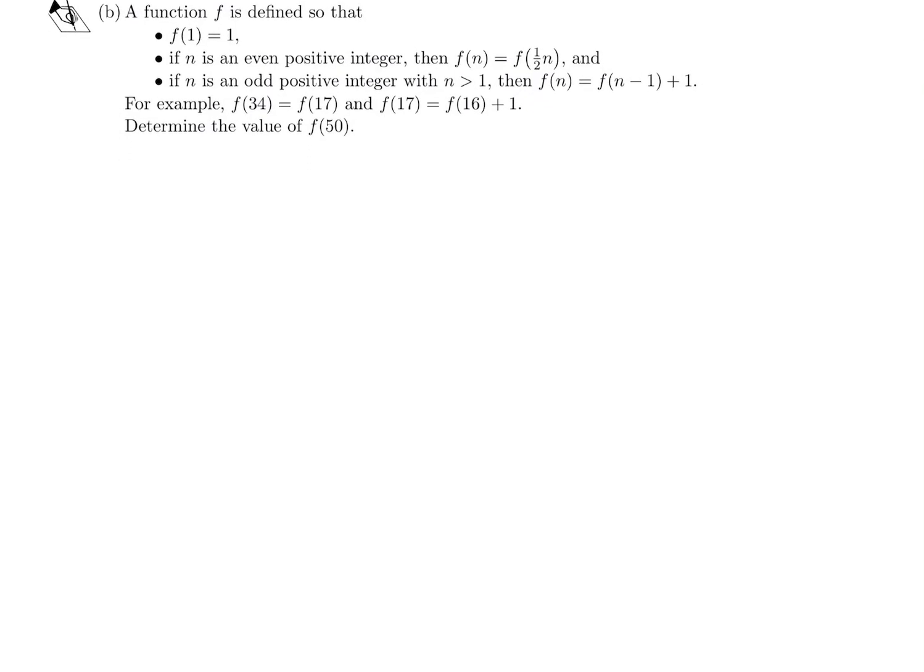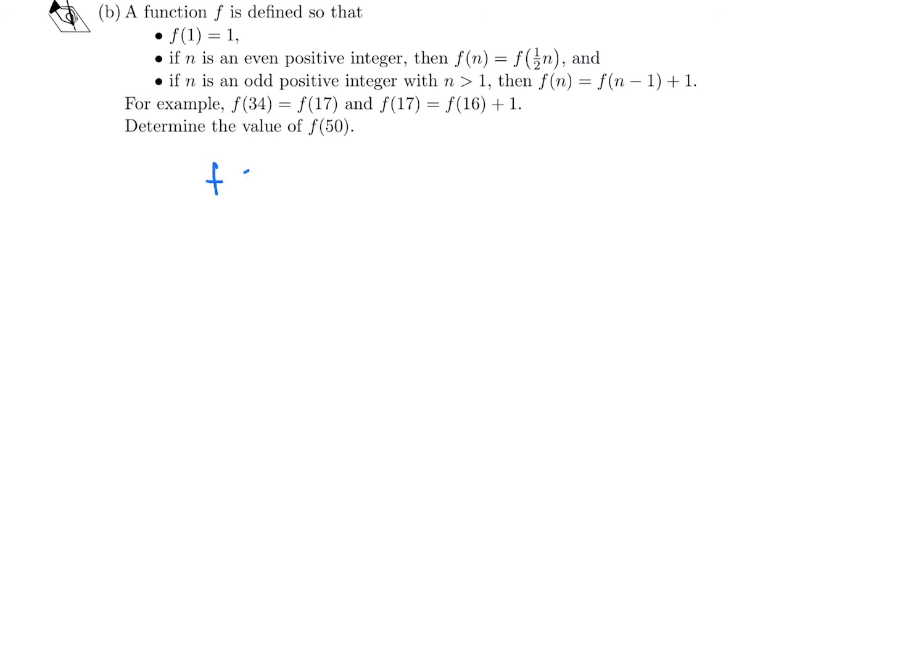A function f is defined so that f at 1 is 1. If n is an even positive integer, then f at n is equal to f at n over 2. And if n is an odd positive integer with n greater than 1, then f at n is equal to f at n minus 1 plus 1. For example, f at 34 is f at 17, f at 17 is f at 16 plus 1. Determine the value of f at 50.